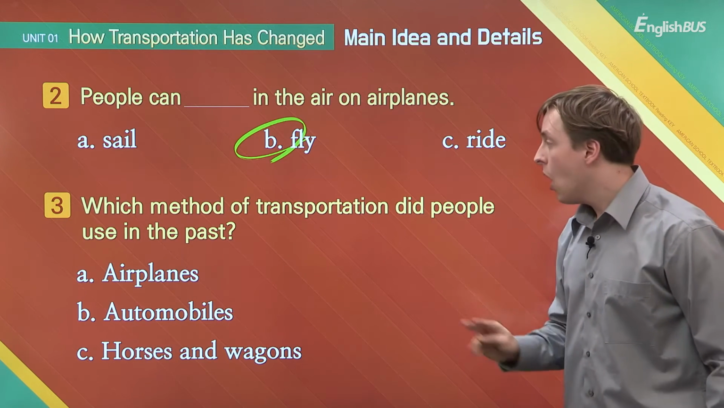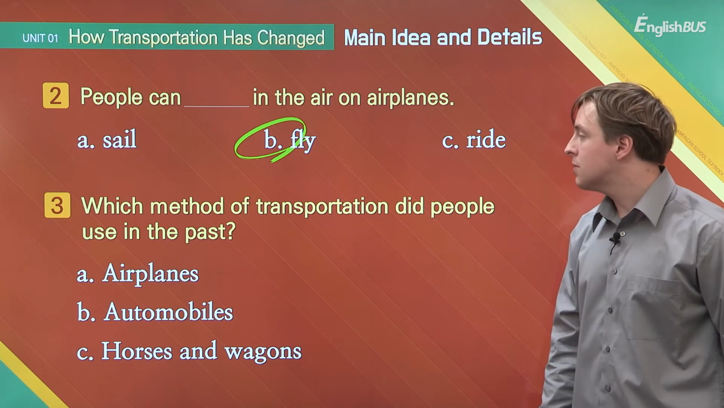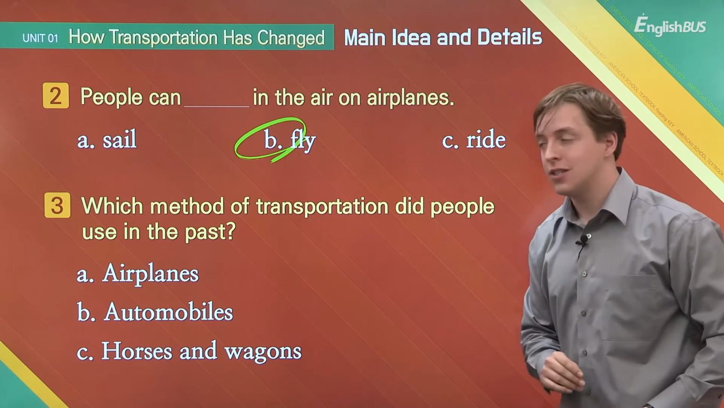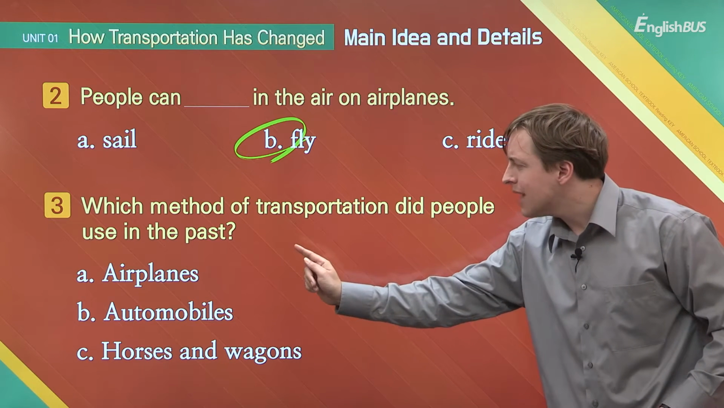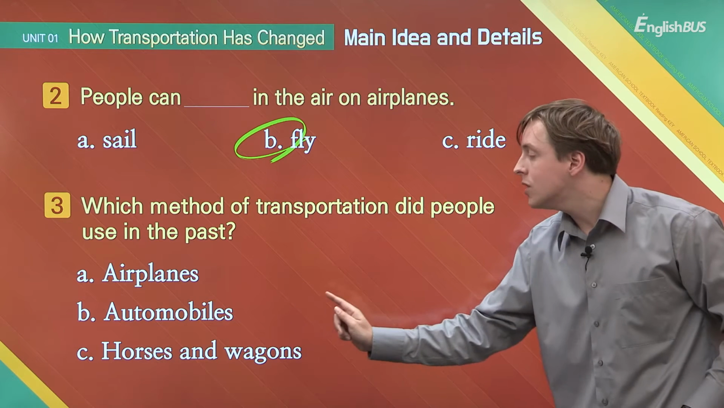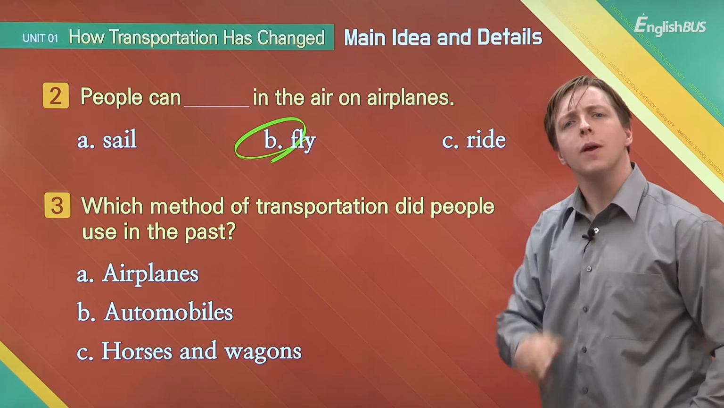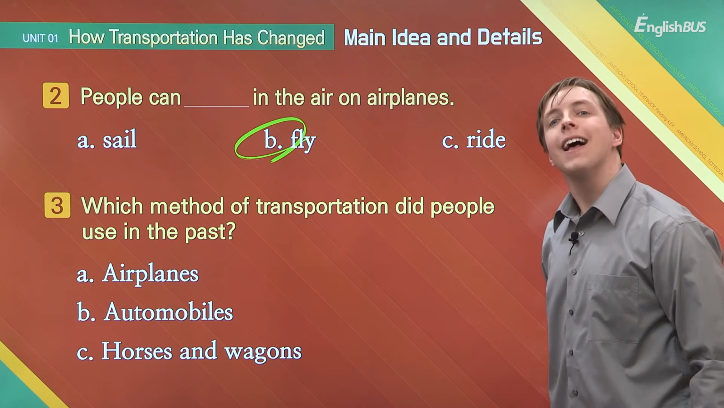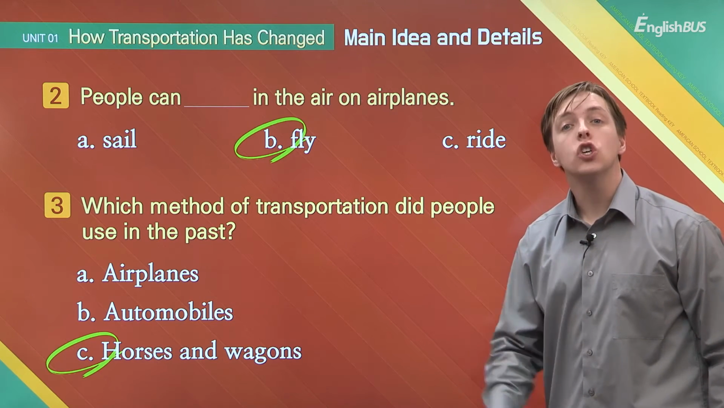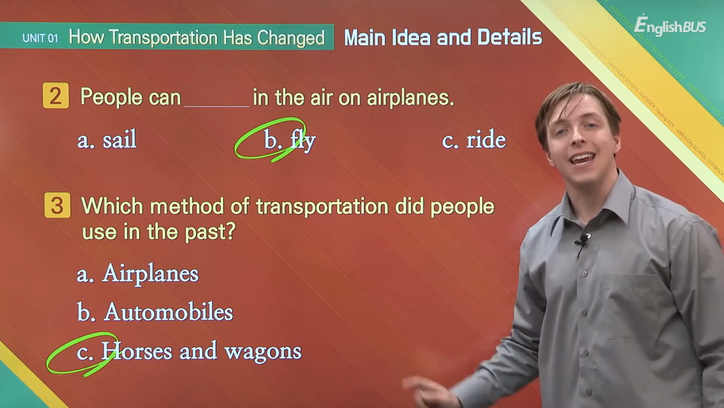Question 3. Which method of transportation did people use in the past? So did they use airplanes, automobiles, or horses and wagons? Do you remember? That's right, they used horses and wagons, so we should circle C.